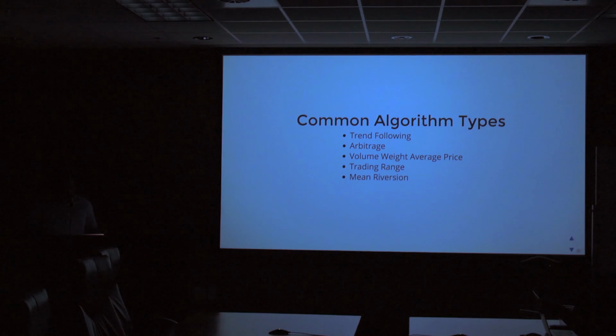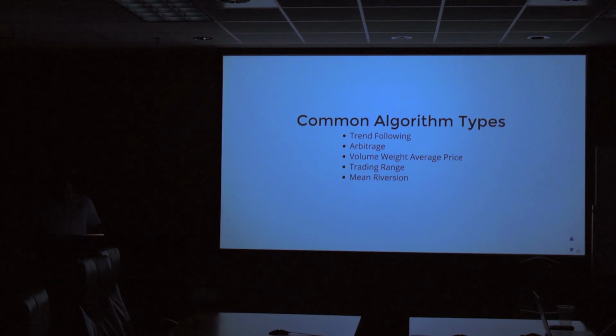Here are some common algorithm types that are used. The first, trend following, is an algorithm that says, here's the historical pattern of this stock, and we're going to buy and sell according to that pattern. It's a very prescriptive way of trying to trade, but that's one way to do it. Arbitrage is the idea that you have a commodity at a certain price and you feel like it's undervalued, so you try to sell it in another market, essentially.